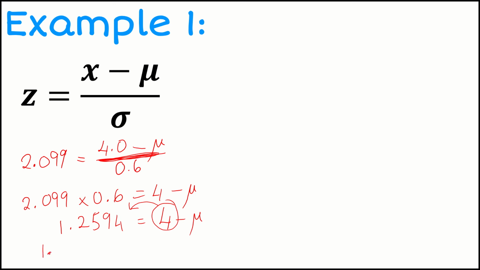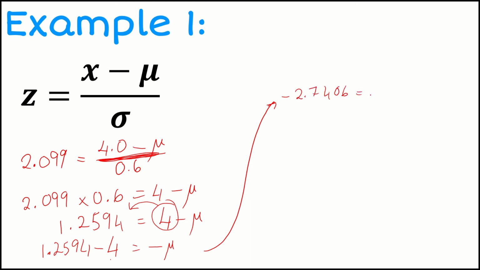So I'm going to get 1.2594 take away 4 is equal to minus the mean. So that negative has to stay with the mean. So when I subtract that, come up here, that's going to become negative 2.7406 is equal to minus the mean.